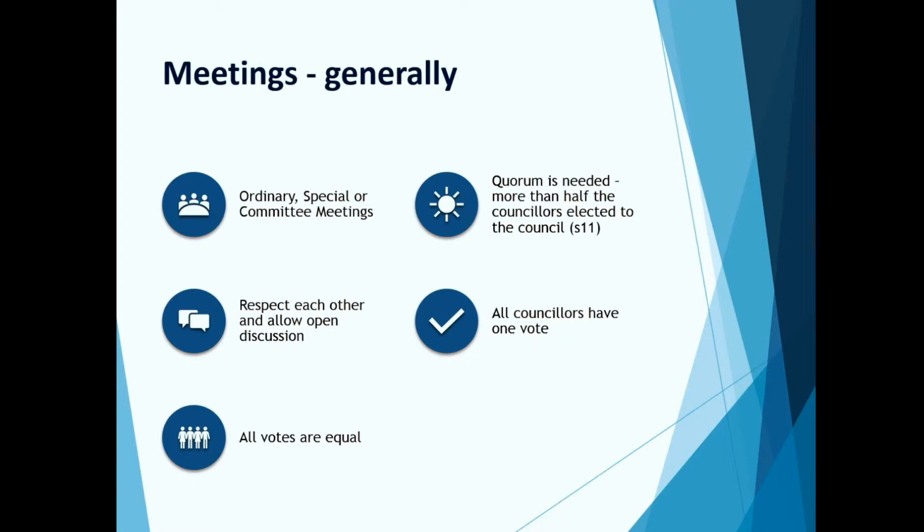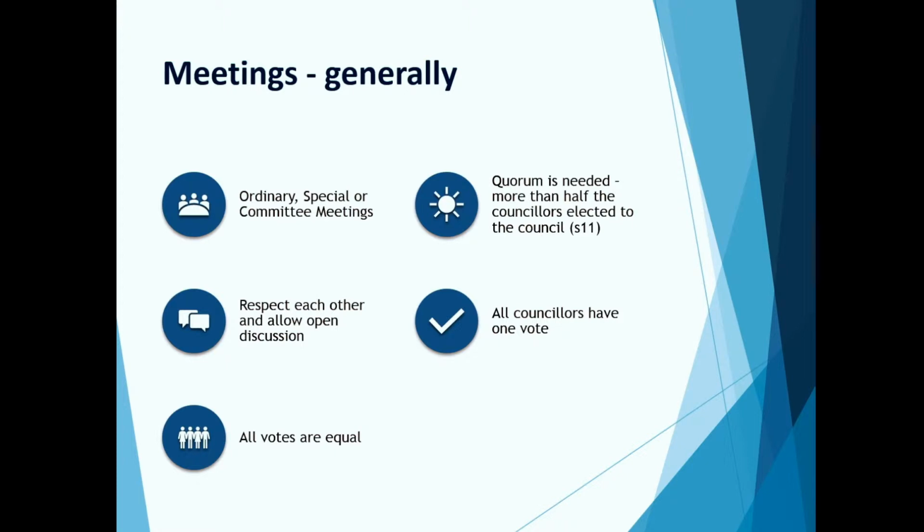A special meeting is convened for a particular purpose and can be convened by the Mayor or as requested by a majority of councillors or through a resolution at a council meeting. Council committee meetings are essentially subcommittees of council that meet to perform specific functions, for example, finance committees.